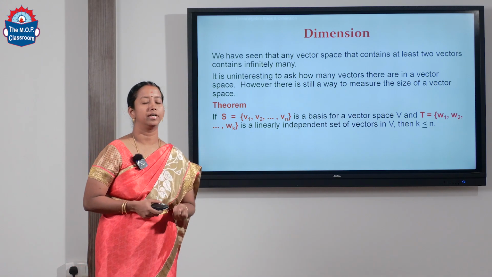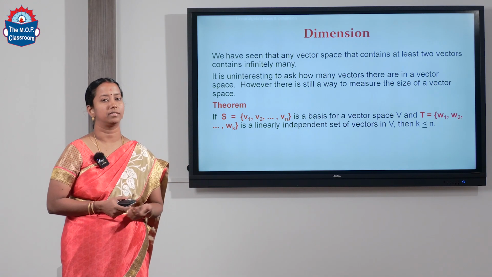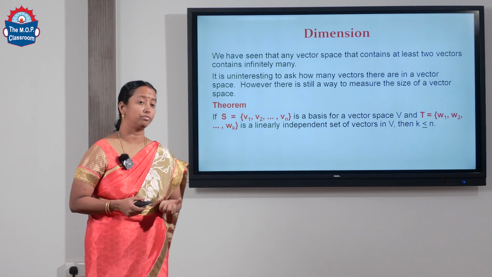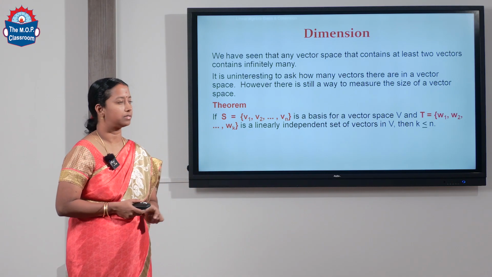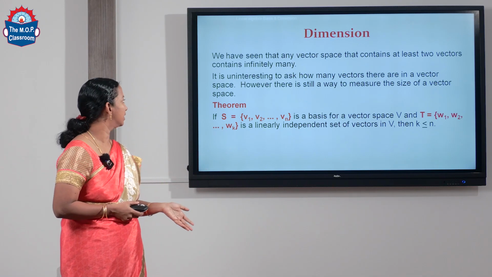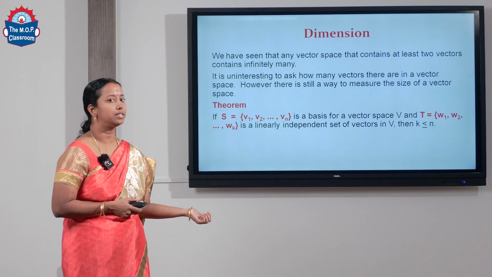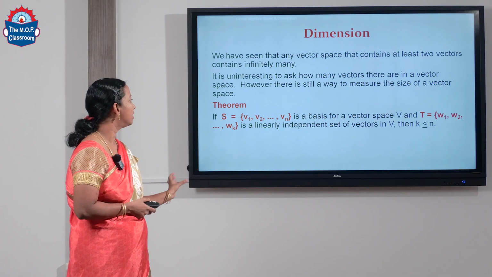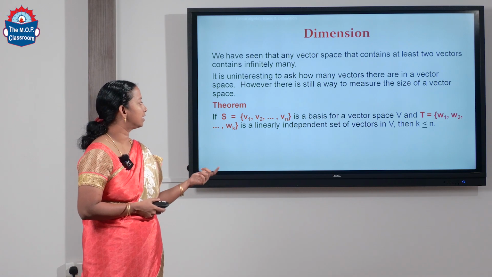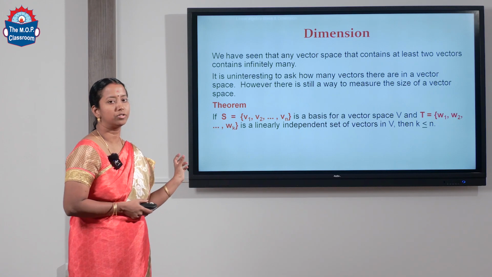Next is dimension. Dimension means the size of a vector space, which has at least two vectors. So there are ways to measure the dimension of a vector space. One way is represented in the theorem: let S equal to V1 to Vn be a basis of a vector space, and T equal to W1 etc. Wk be a linearly independent set of vectors in V, then k is less than or equal to n, and this is one method to find the dimension of a vector space.